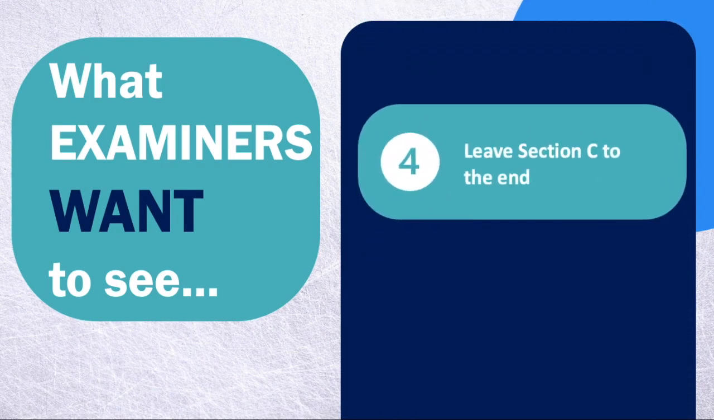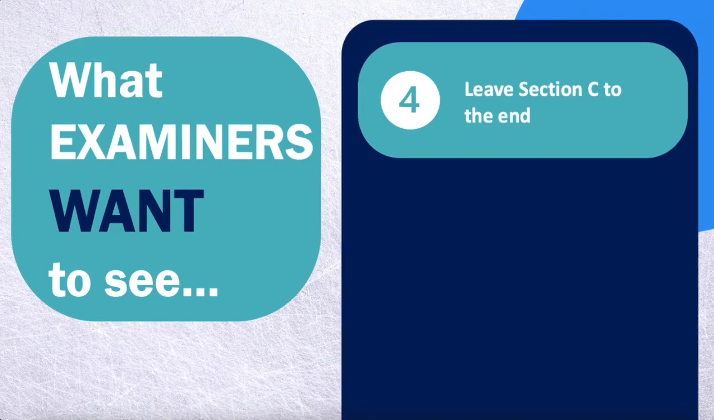Now, the fourth thing that examiners want to see is something that they actually can't see at all, but it was mentioned quite a lot in all the examiner reports. It is best that you leave section C to the end. I've met quite a few students that have decided to do the paper backwards, so starting in section C, then doing section B, and then doing section A. Whilst this may seem smart to them, it is not a technique that I would recommend.